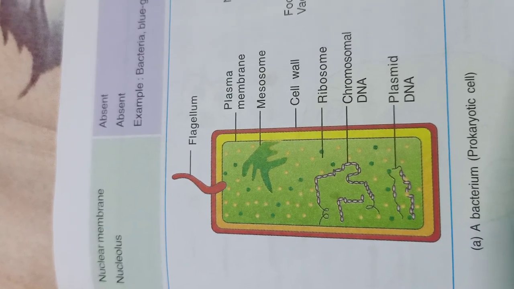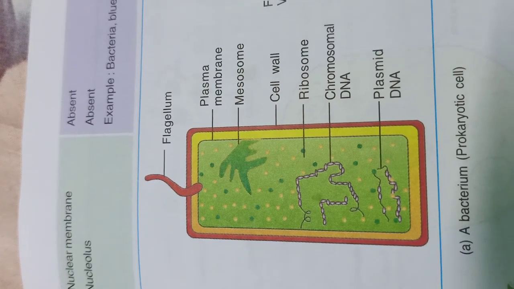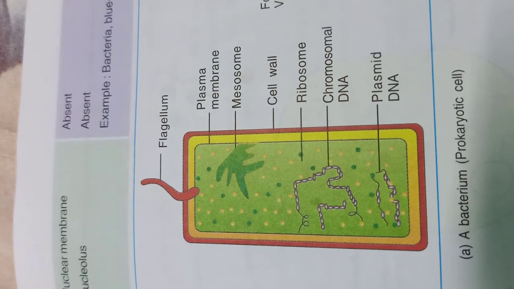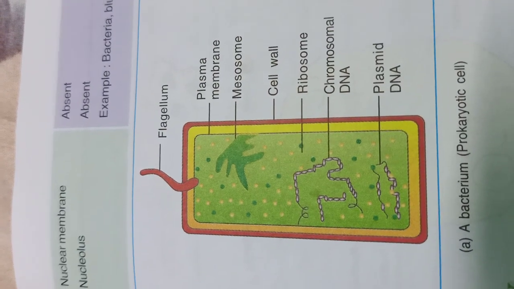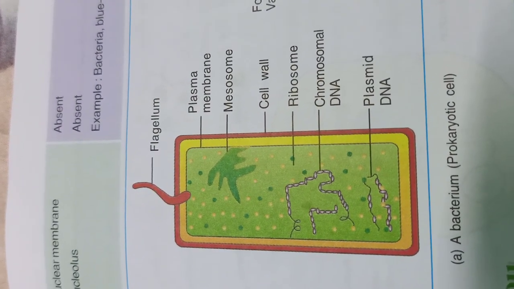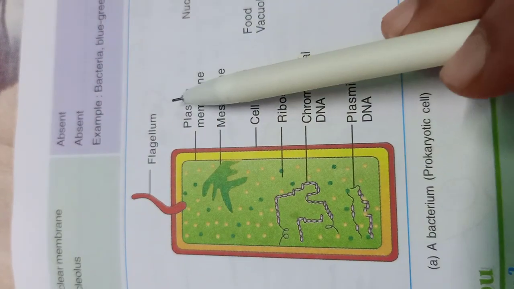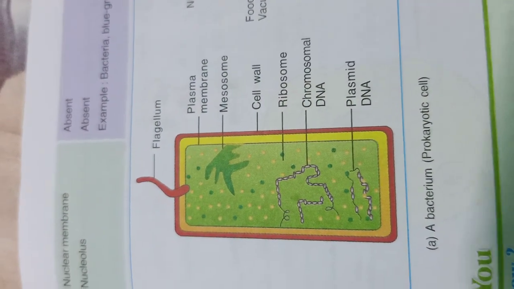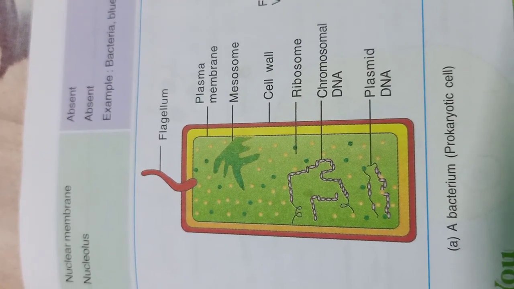As I said, it does not have a nucleus, so you can see that in this picture there is no nucleus, and it lacks certain organelles also. All the organelles are not present in this, and it contains a membrane. You can see here that the plasma membrane is here. This one is an example of a prokaryotic cell.